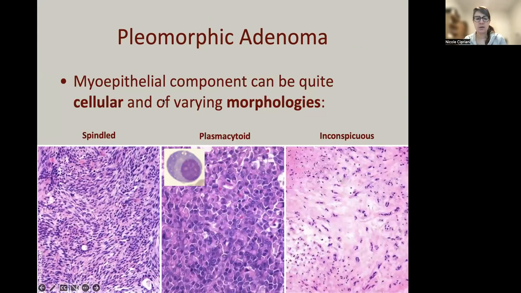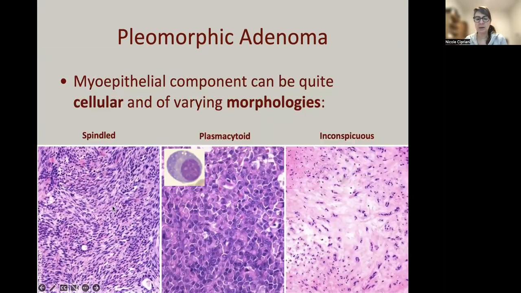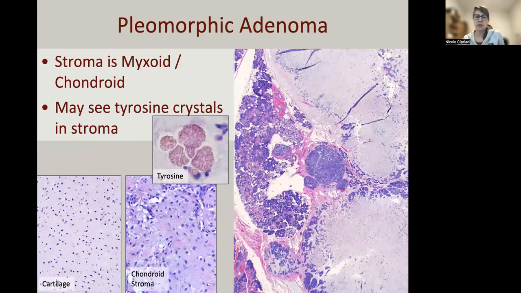The myoepithelial cell component can be quite variable morphologically and cellularly. So they can be very paucicellular and kind of inconspicuous and flat. They can be plasmacytoid or plump, resembling plasma cells here in the middle. They can even be highly spindled and resemble a mesenchymal neoplasm. But as long as you see some evidence of a conventional pleomorphic adenoma with chondromyxoid stroma and biphasic ducts somewhere, you can make a diagnosis of a pleomorphic adenoma.